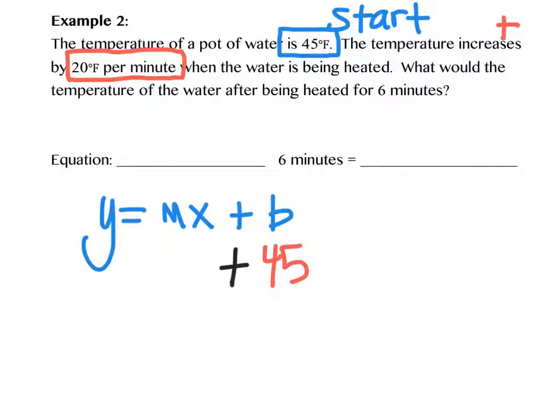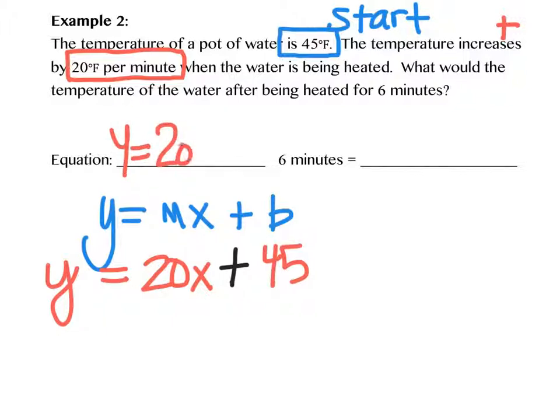I'm going to add 20 degrees per minute. Since it says per minute, that already tells me how much 1 minute is worth. So I can put 20 degrees times however many minutes I cook the water. And all of that will equal the new temperature. That's going to be my equation. Y equals 20x plus 45.